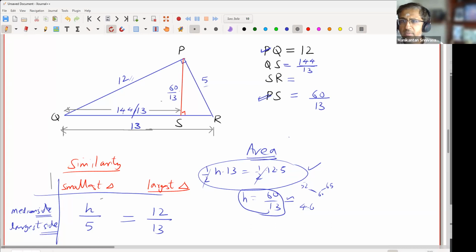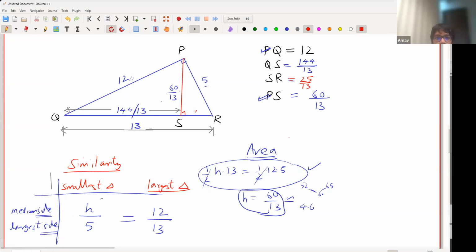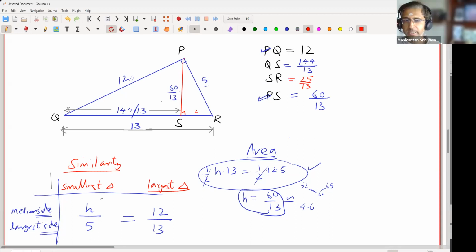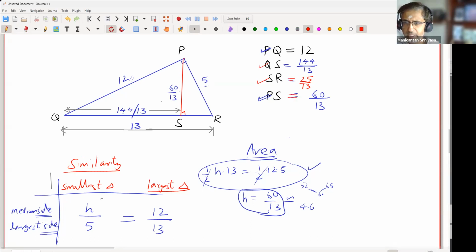Anyone has got SR? Yes, I got SR. I got it as 25 by 13. 25 by 13. And does it pass the sanity check? 25 by 13 is approximately how much? A little less than 2. Does this look like 2 approximately in this diagram, in this context? It does. Compared to 5, it looks a little smaller than half. So yes, indeed, it's 25 by 13. It's correct. So all 4 answers that are finally written down are correct.